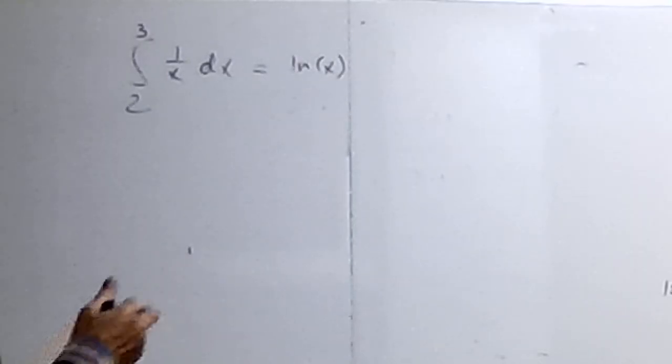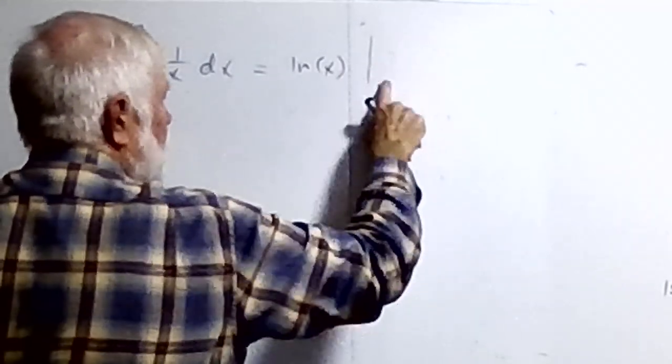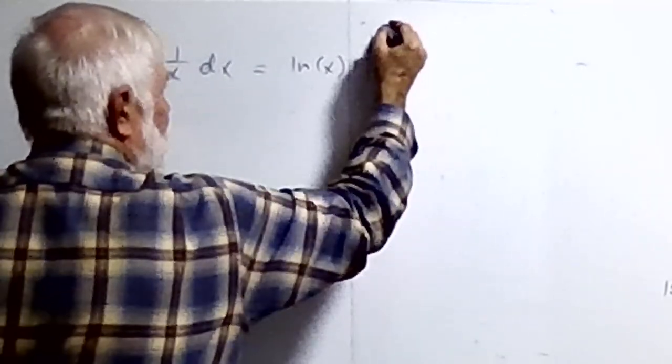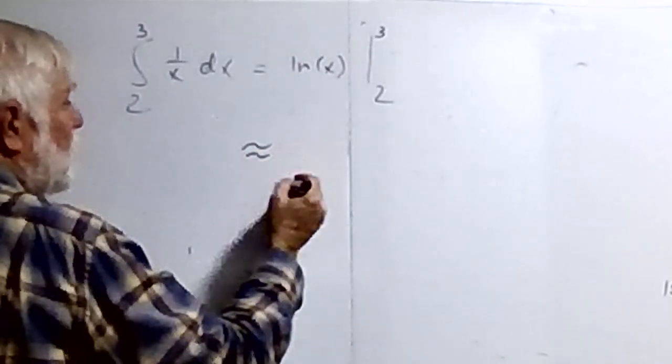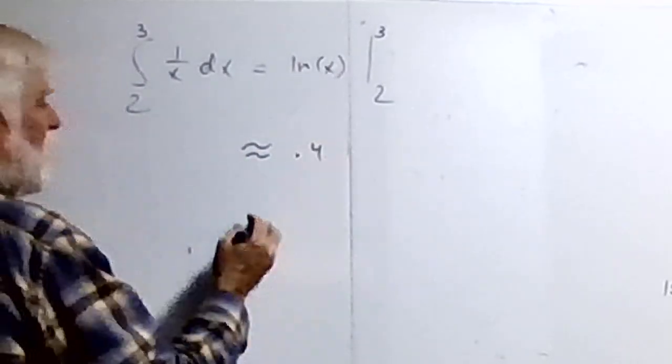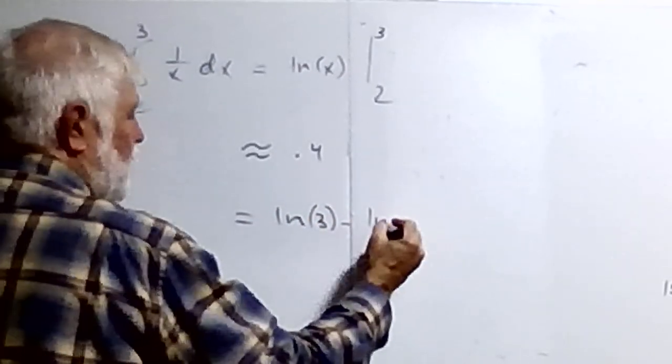All right, so I'm going to go from 2 to 3 in this case. Why did I pick 2 to 3? Because the ln of 2 is 0.7, the ln of 3 is 1.1, which means our answer is going to be approximately 0.4. The exact answer is ln of 3 minus ln of 2.